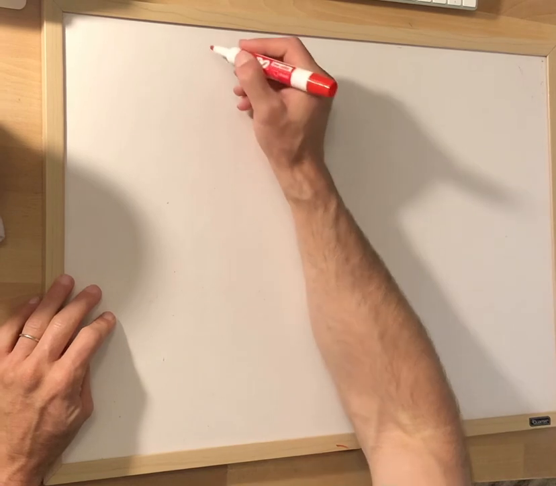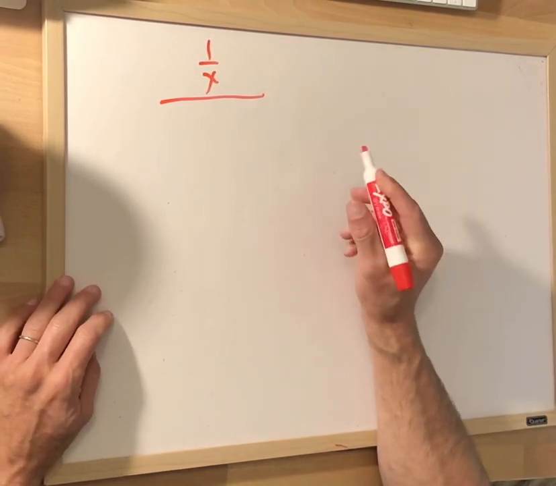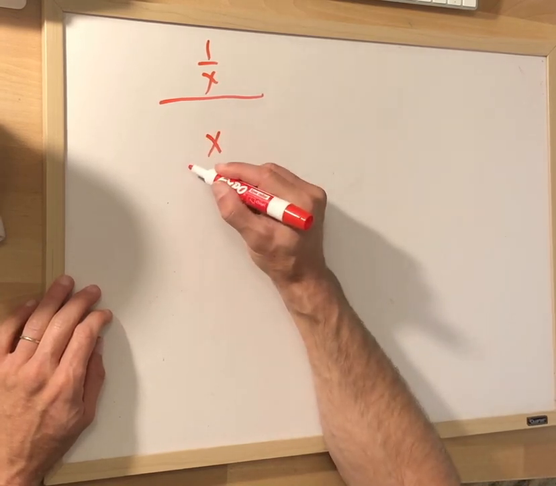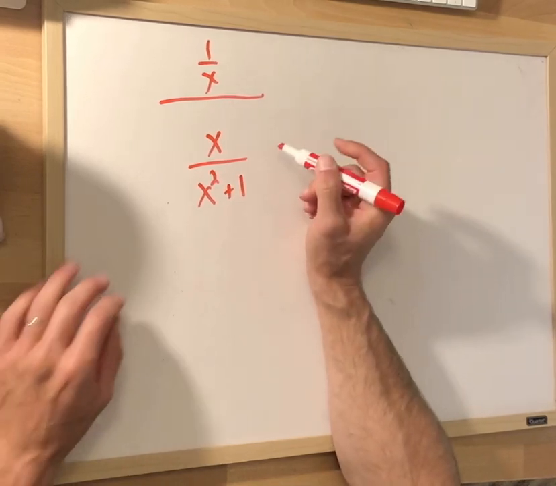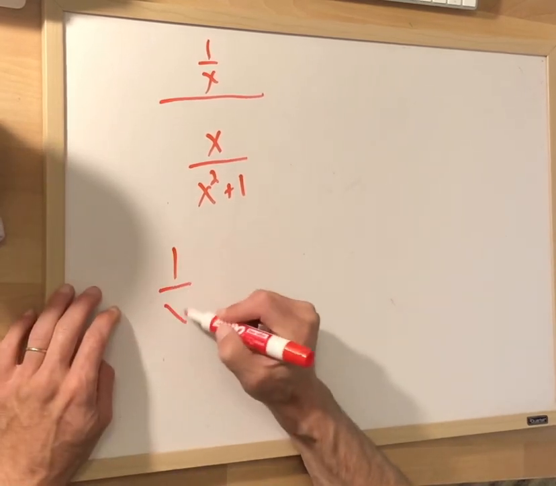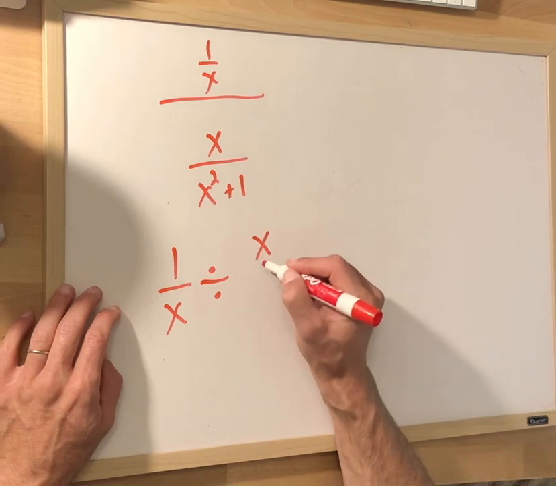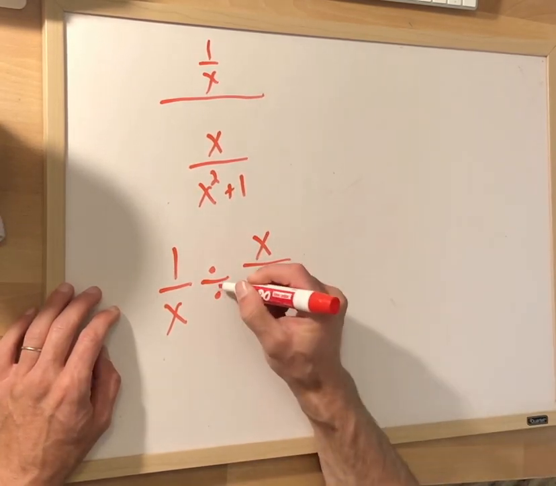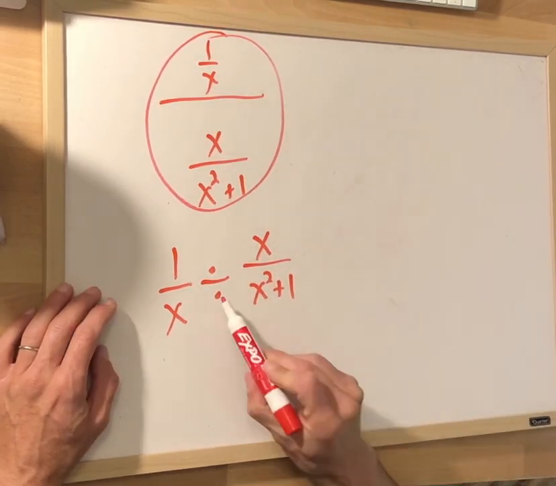I'm not going to worry about 1 over x divided right now. I'm going to simplify the bottom. I have x over x squared plus 1. Okay, so I'm going to change this. I'm going to say 1 over x divided by this, which is x over x squared plus 1. Now, this right here is the exact same as this.